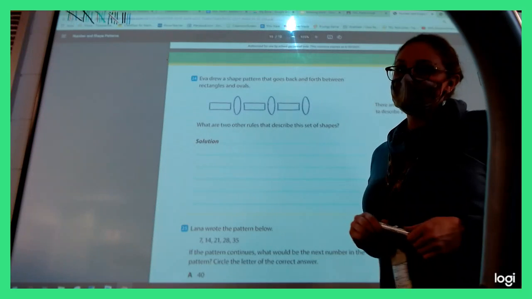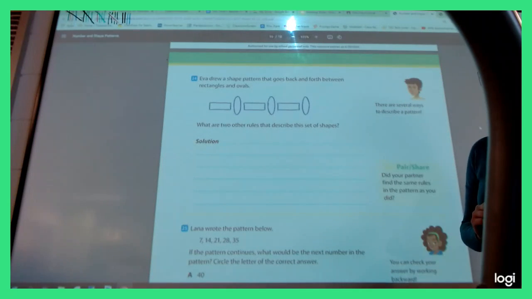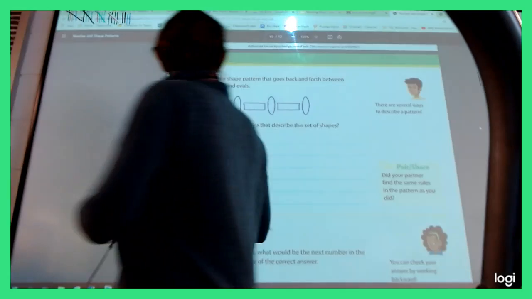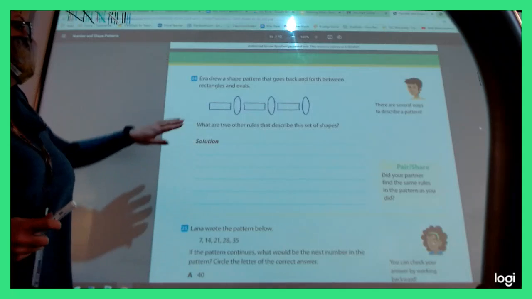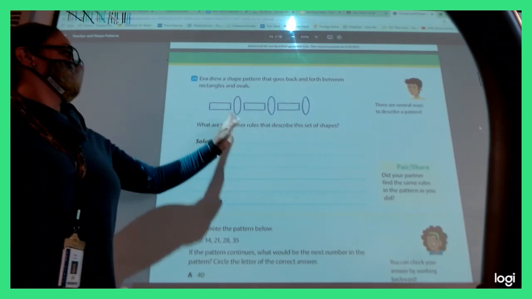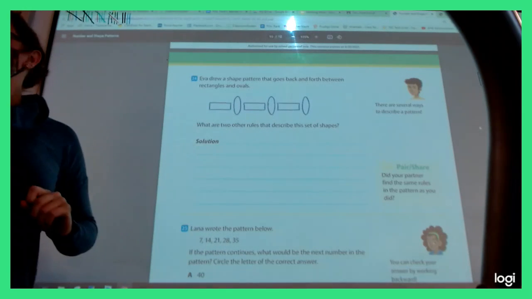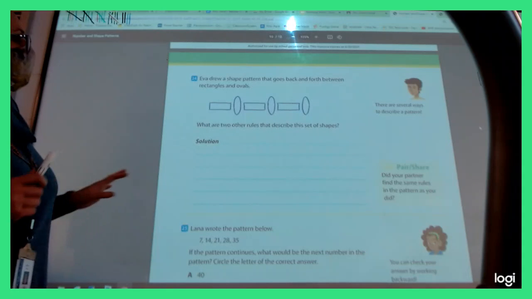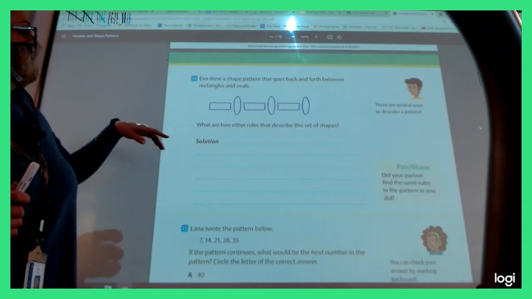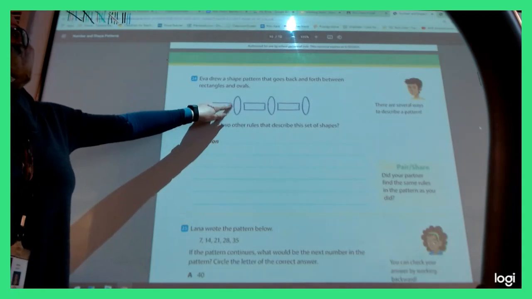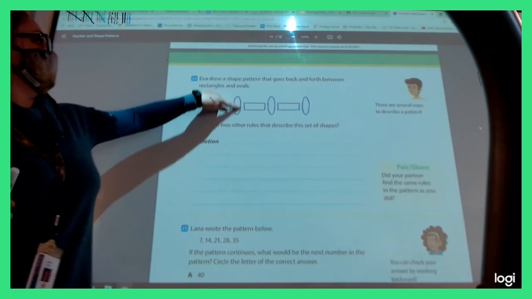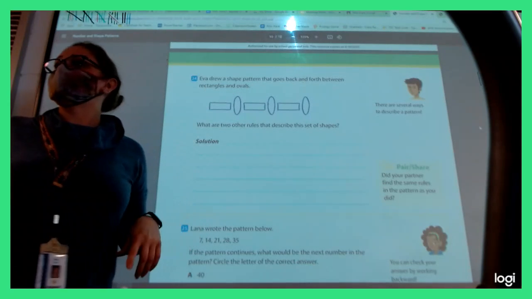What are the 2 other ones that describe this set of shapes? Okay. So we can't say it's a pattern of rectangle, oval, rectangle, oval. We need 2 other ways to describe our pattern. So we worked on this a lot yesterday and the day before. Think about what's different between this rectangle and this oval. What's one major difference between the 2?